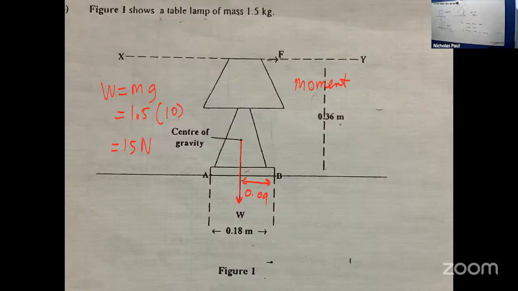How do I know it's half? Because we assume the weight acts in the middle, since this shape is uniform. So here is W and here is 0.09. How do we find moment again? Moment is the force multiplied by the perpendicular distance. Do you follow why we're using that distance there? How much is that? 1.35.